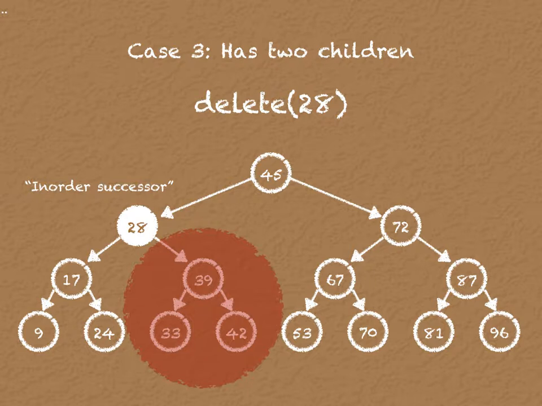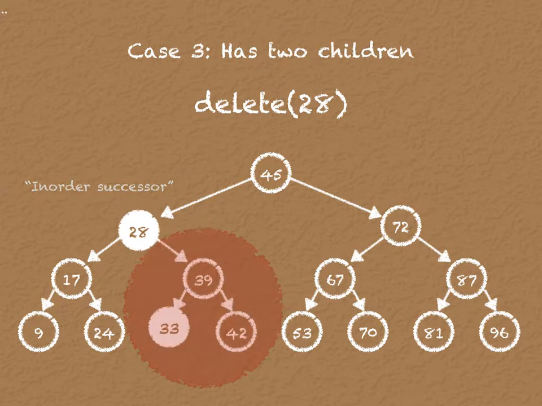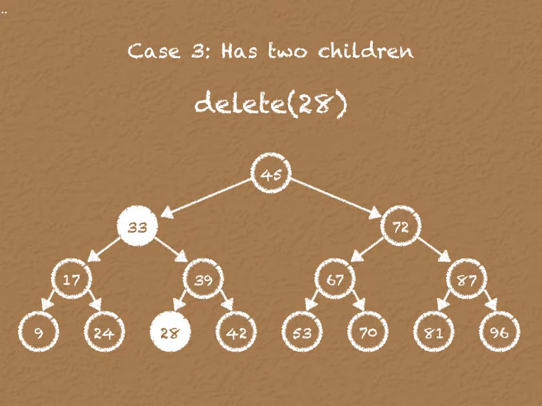Now, how do we find the smallest node in a tree? By simply going as far to the left as we possibly can. In this case, that node is 33. So, now that we have found the in-order successor, the next step is to swap the in-order successor with the node we want to delete. We're going to swap the values.